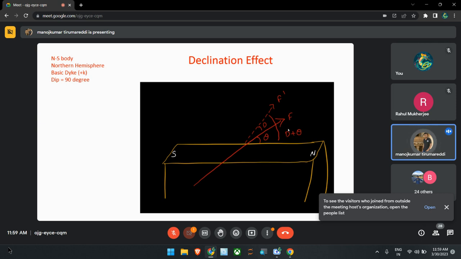If it is an east-west body, the body will somewhat become oblique to the external field. Suppose for an east-west body it should be 90, but because of declination the magnetic vector is changed 2 or 3 degrees towards west or east. So we should calculate the anomaly for 92 degrees or 88 degrees like that.